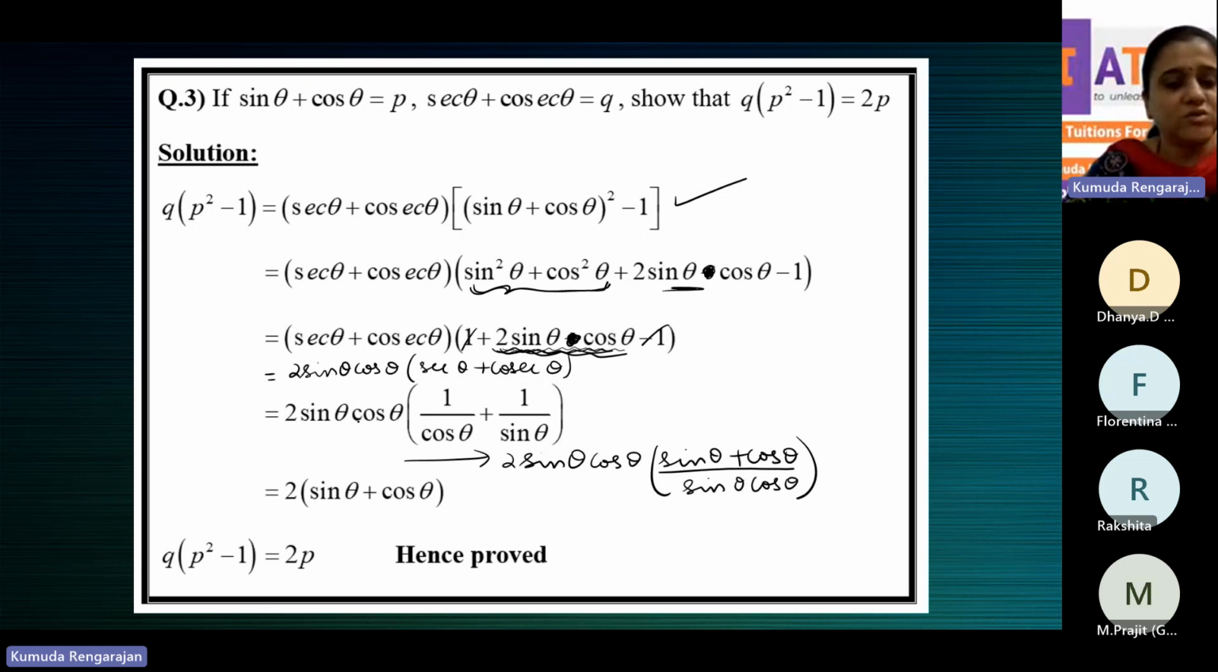Other ratios only we change to sine and cos, so sine and cos we keep as they are: 2 sine theta cos theta as it is. Secant is 1 by cos, cosecant is 1 by sine. Then the LCM, common denominator, is sine theta cos theta. So in the numerator you get sine theta plus cos theta. Now sine theta cos theta gets cancelled, and the result is 2 into sine theta plus cos theta. But sine theta plus cos theta is P, so that's nothing but 2P, which is the RHS. All right. Write down carefully, children.